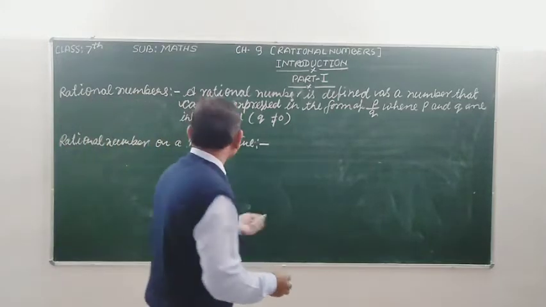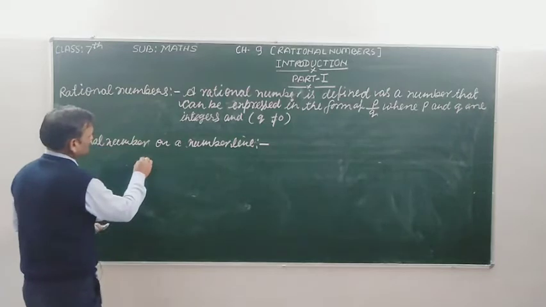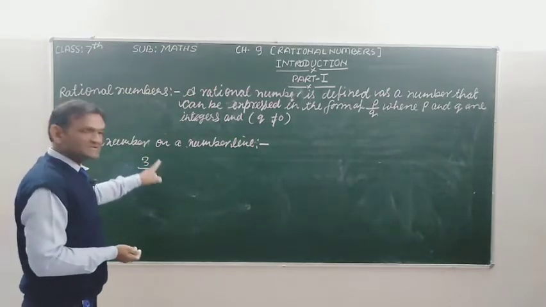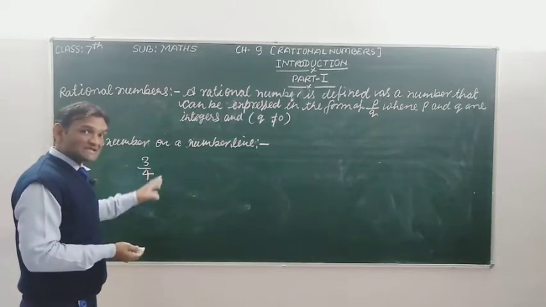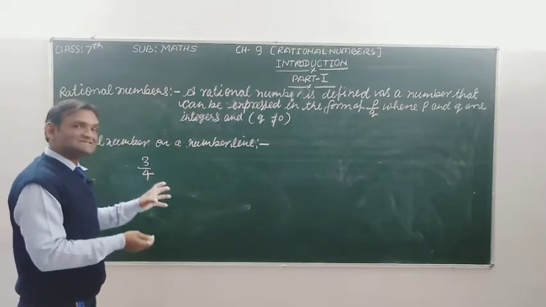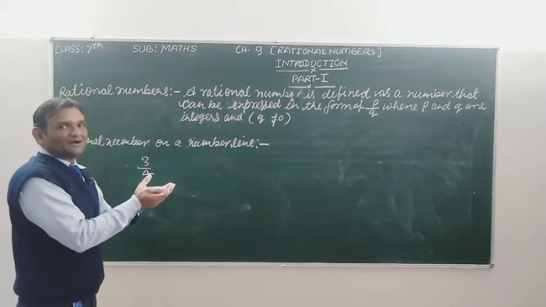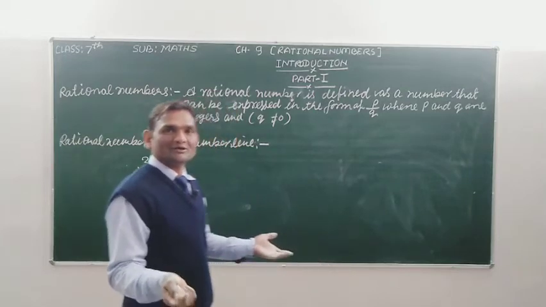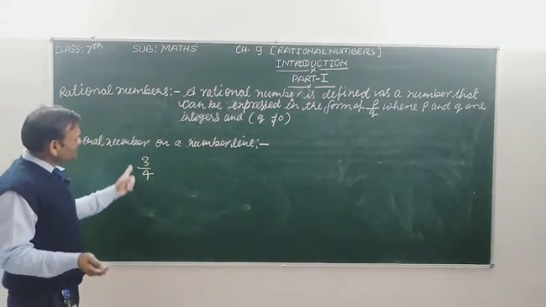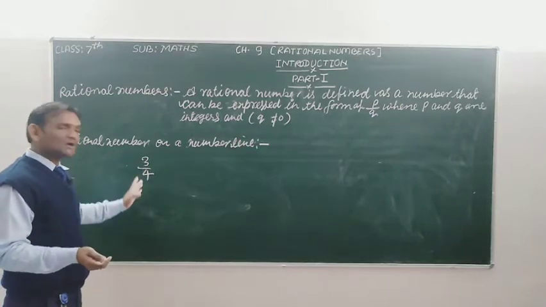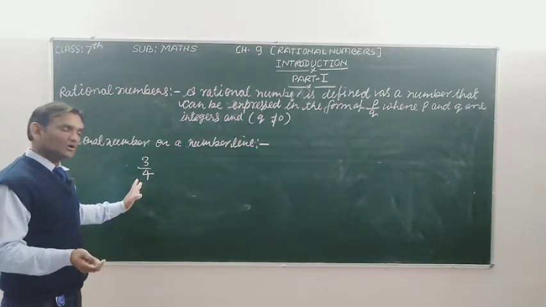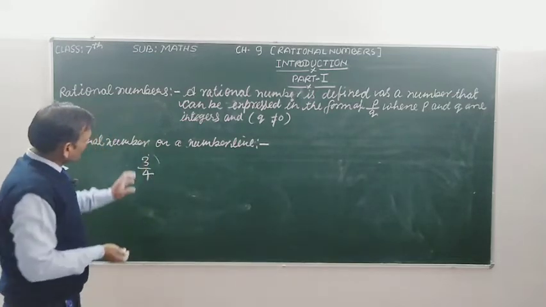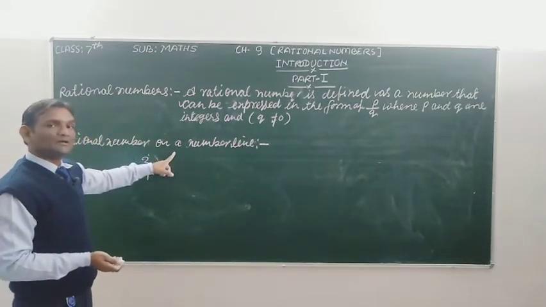Suppose that I am taking an example like 3/4. This is a rational number because I have told you a rational number is a big group of the whole number and integer and a fraction, you can say. So 3/4 is a rational number because both are positive integers, you know. So we need to show this rational number on the number line.